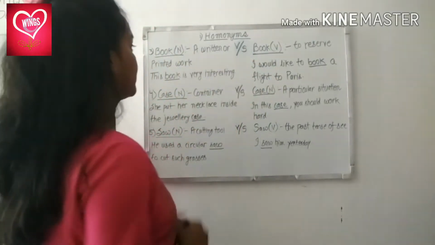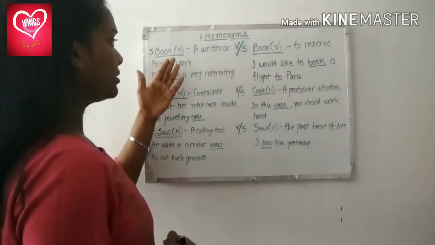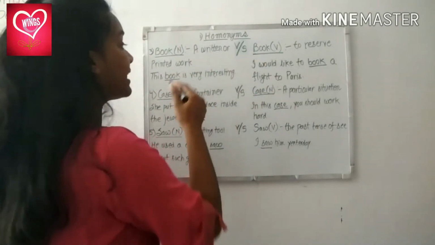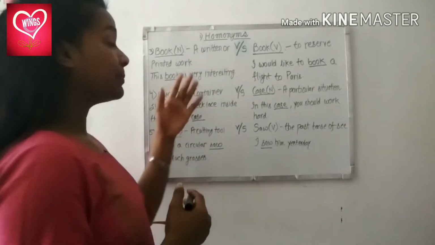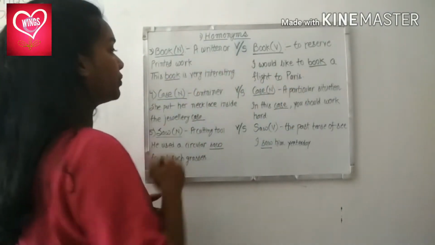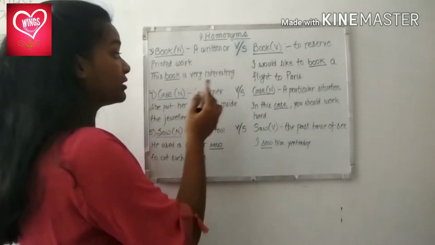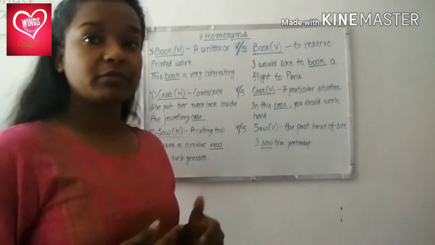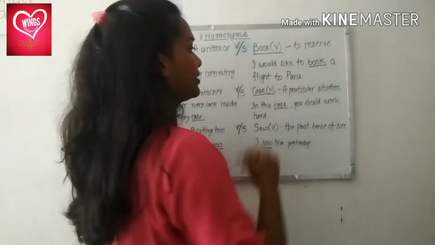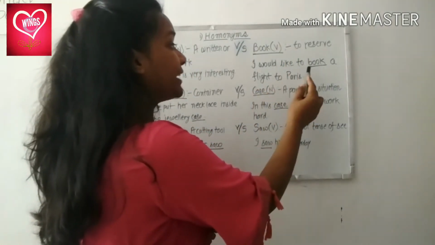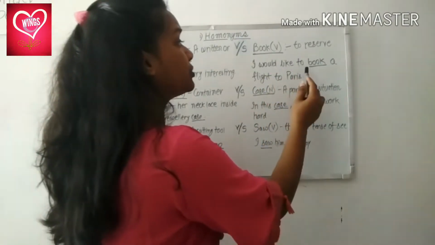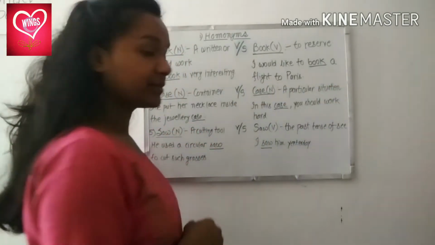Book versus book. The first book is a noun and the second book is a verb. Both have the same spelling and same pronunciation, but the meaning is different. The first book means a written or printed book. For example, this book is very interesting, or the books which we read. The second book means to reserve. I would like to book a flight to Paris. Here it means I would like to reserve a flight to Paris.